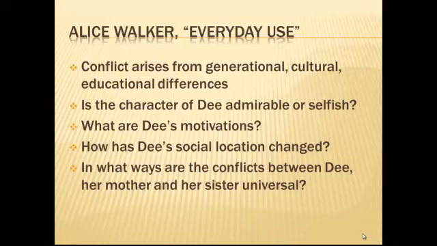Here are some questions that may help you understand the story. How does Dee's self-perception of her social location affect her relationship to her mother and sister? How has Dee's identity changed from before she left for college? How do Dee's values differ from her mother and sister's values? Understanding theme, plot, and characterization will help you read more critically and analytically.